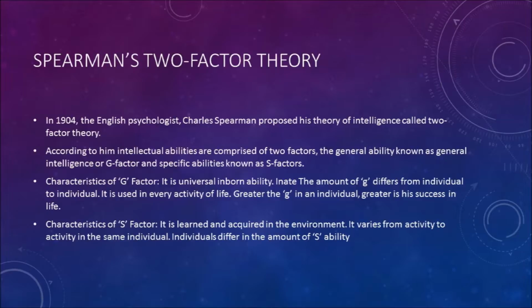The performance of a particular task depends on the G factor and the particular S factor or specific ability in question. Essentially, a G factor is an innate, inborn ability. The amount of G factor differs from individual to individual. It is used in every activity of life, and the greater the G factor, the greater the success in that particular task. S factors, on the other hand, are skills that are gained through experience, so the more that we do a particular task, the better we get at it.